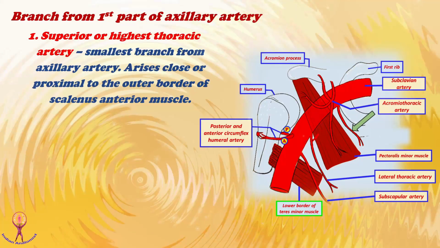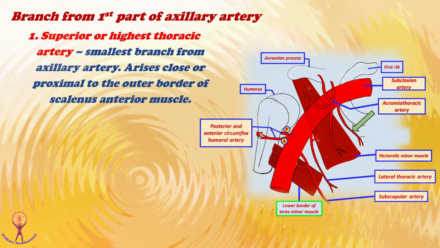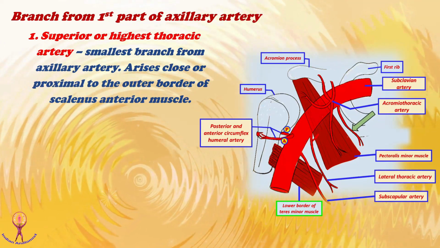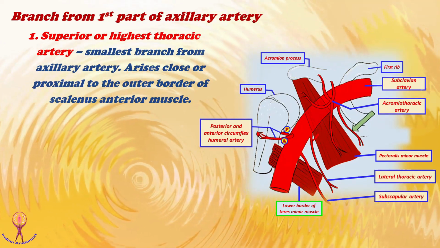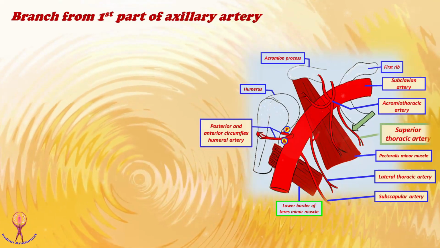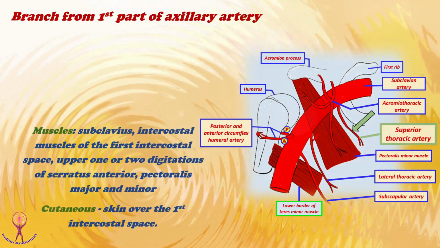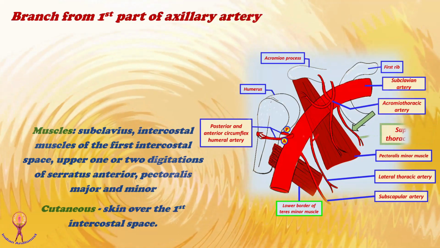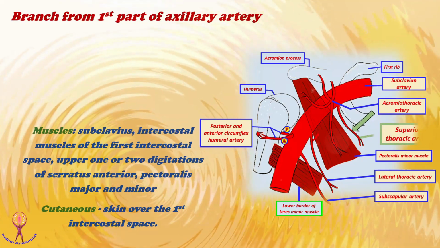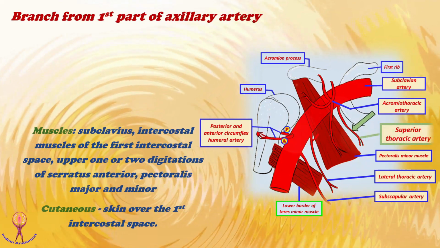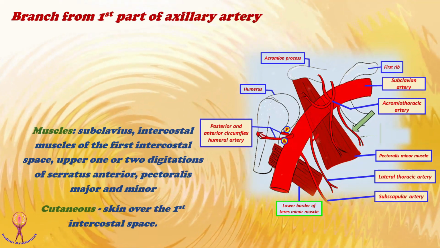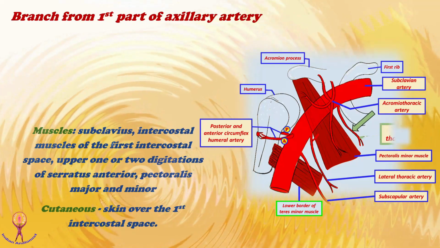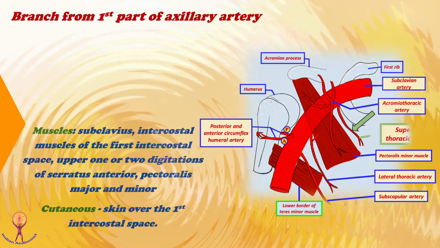It is the superior or highest thoracic artery, the smallest among the branches of the axillary artery. It arises close or proximal to the outer border of scalenus anterior muscle. It gives muscular branches to subclavius, intercostal muscles of the first intercostal space, upper 1 or 2 digitations of serratus anterior, pectoralis major and pectoralis minor. It also gives cutaneous branches to skin over the first intercostal space.